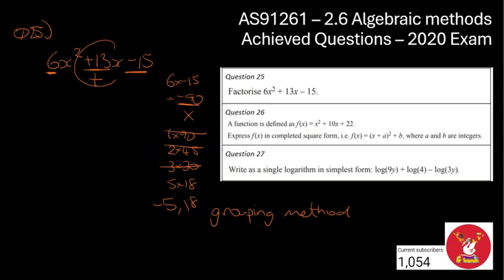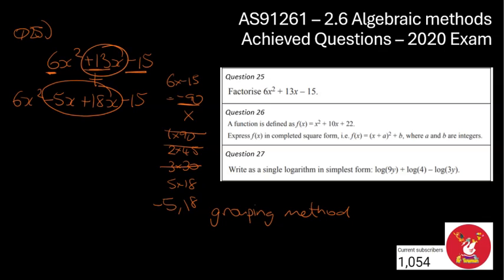So now my next step, I'm going to split this 13x into two parts, -5x based on the number here and then positive 18x. So we're going to write down 6x squared minus 5x plus 18x minus 15. So just noting, this here comes to 13x, which is what we've got up here. So it looks different, but I haven't actually changed the equation, so I can do this.